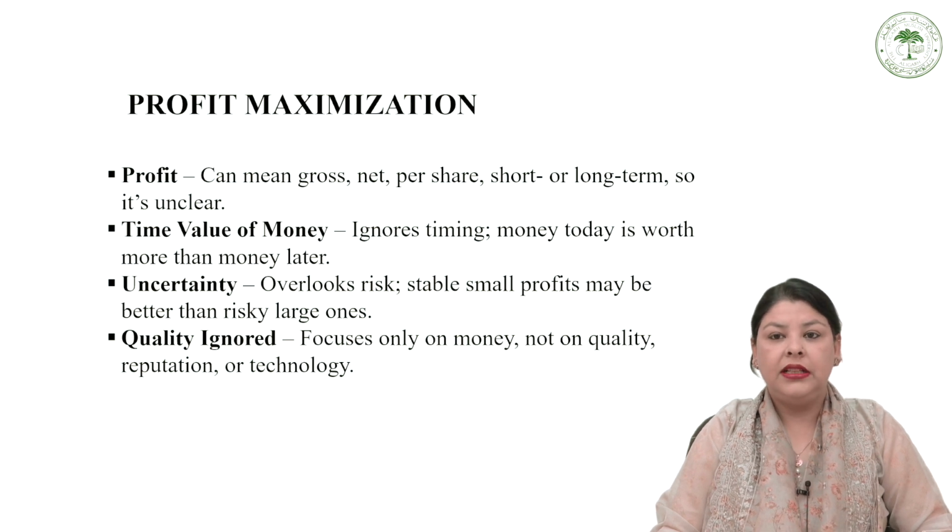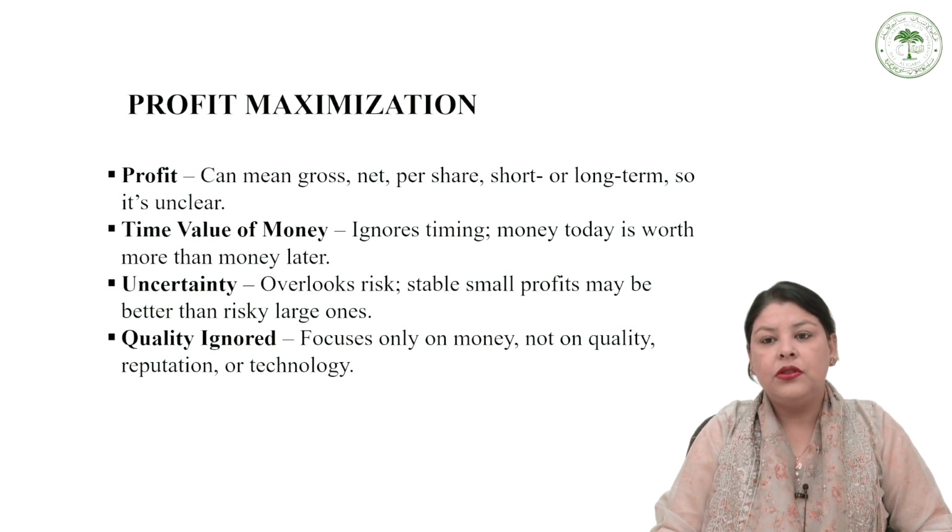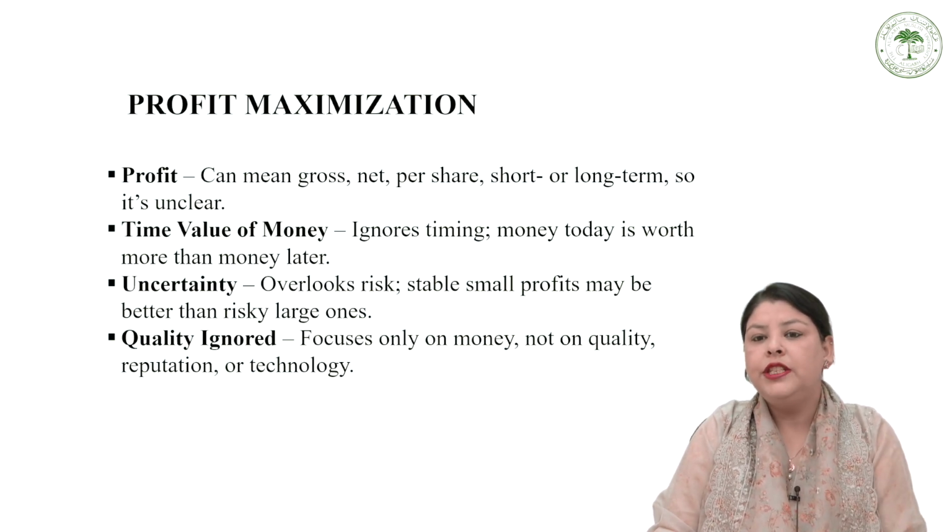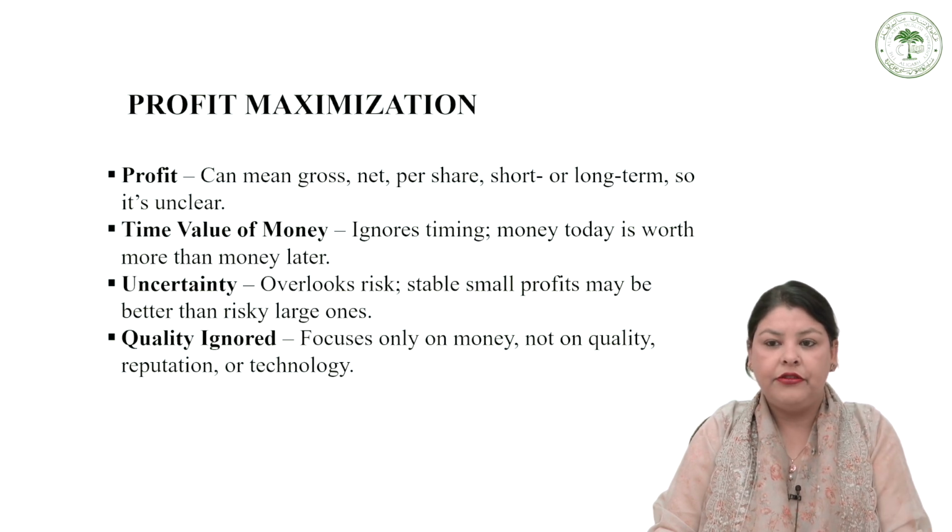When we talk about profit, it can mean many things: gross profit, net profit, profit before tax, or even profit per share. So the term itself is not very precise. Another limitation is the time value of money. Profit maximization looks only at the amount, but in finance, timing matters. A rupee today is more valuable than one received later. It also ignores uncertainty. Two firms may expect the same profit, but if one has unstable earnings, it carries higher risk. Often smaller but steady profits are safer.